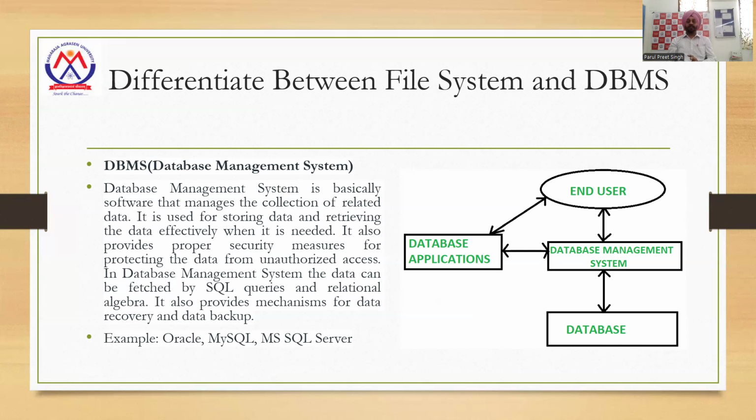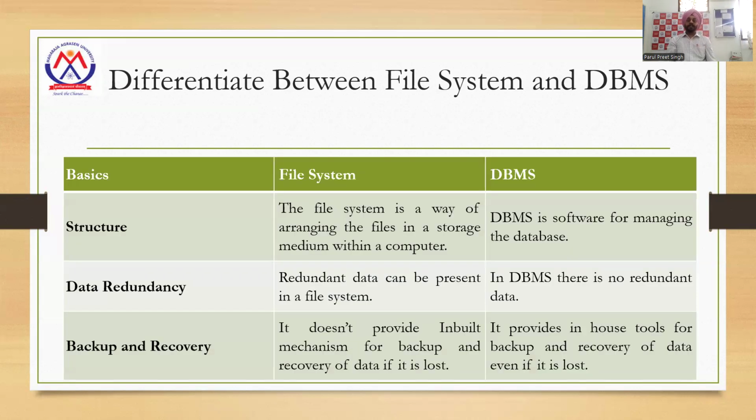You can see with the help of an example, the end user, database management system, database application. Examples of database management systems are Oracle, MySQL, MS SQL Server. Next, there is certain differentiation that has been done on the basis of certain things between file system and DBMS. First is structure. The file system is a way of arranging the file in a storage medium within a computer. DBMS is a software for managing the database.